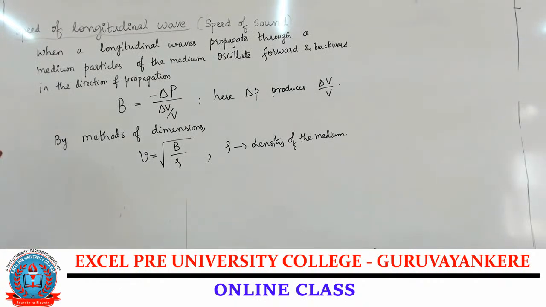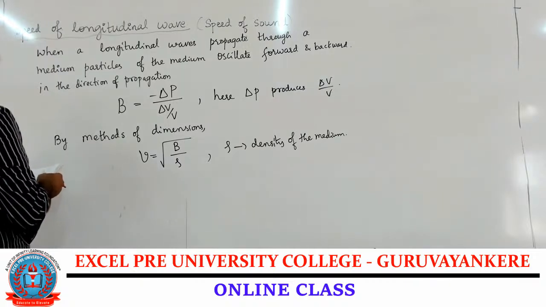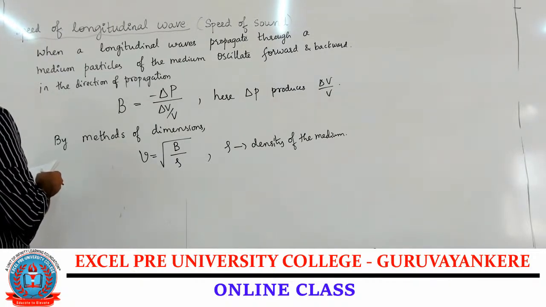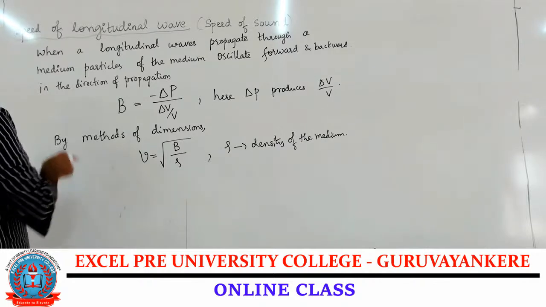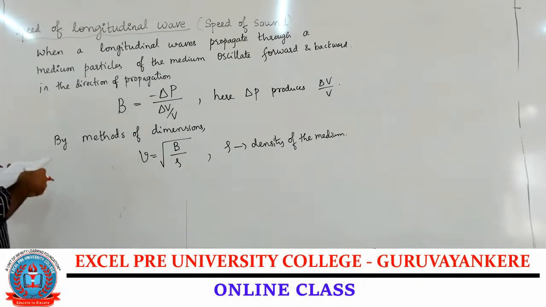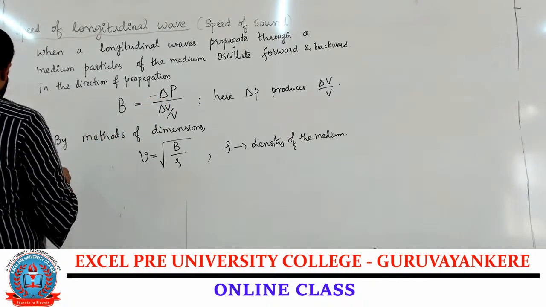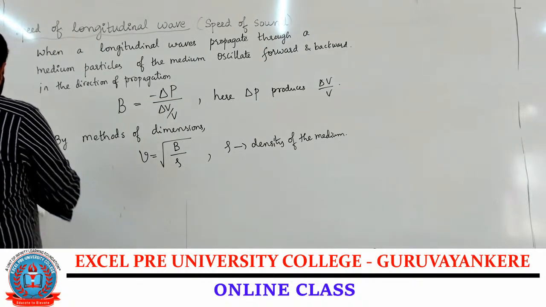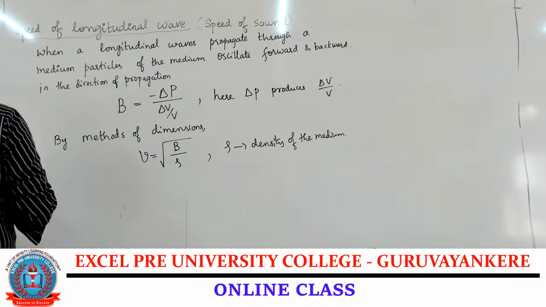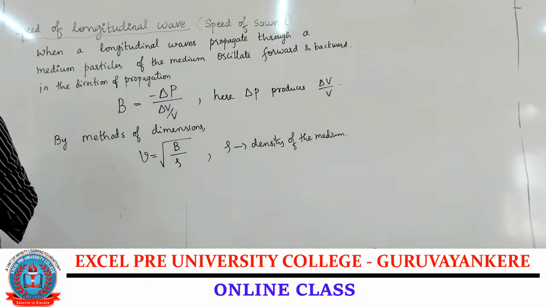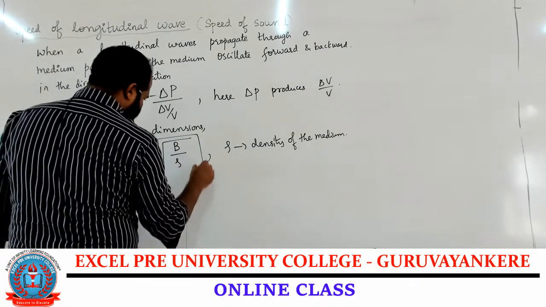Then for bulk modulus you have to substitute dimensionally. You can do it if you want, look at the time. You substitute bulk modulus as change in pressure over volume strain, then you can substitute directly, that's all, dimensionally. So this is not required, you just try to remember this formula.